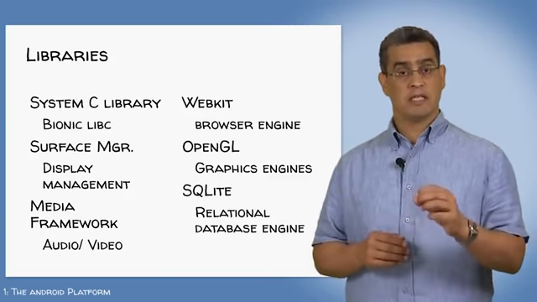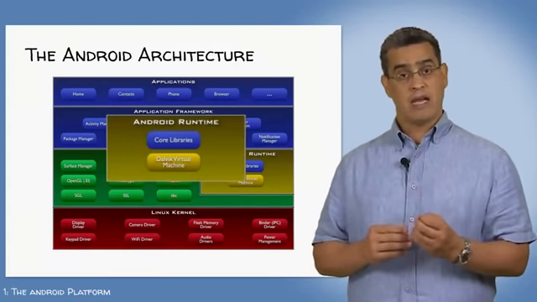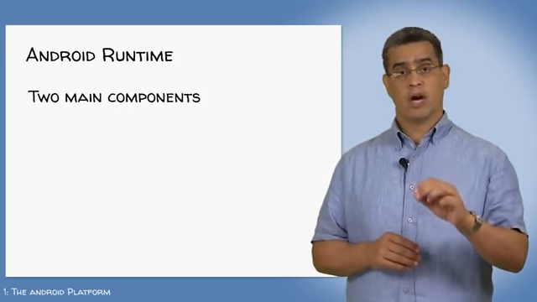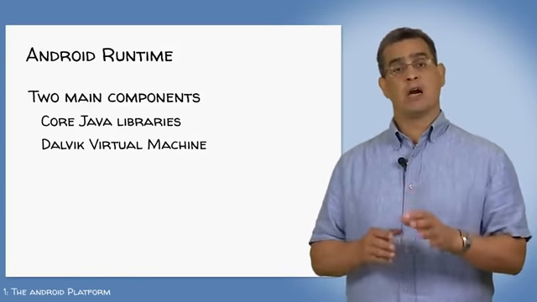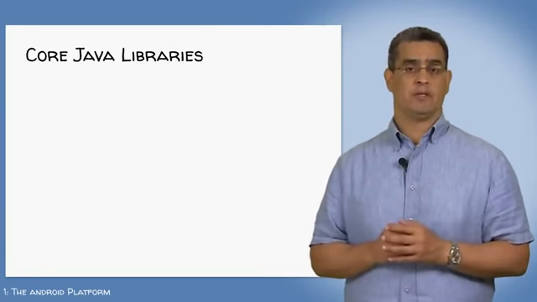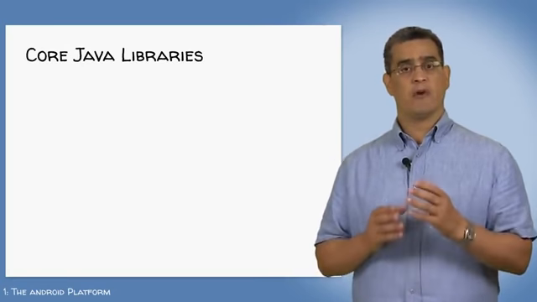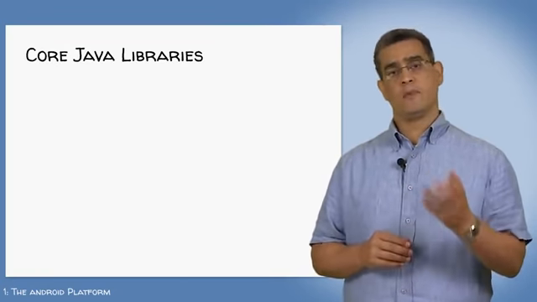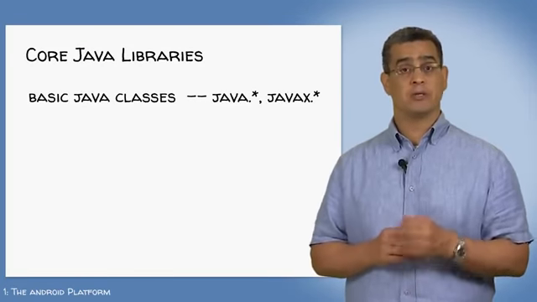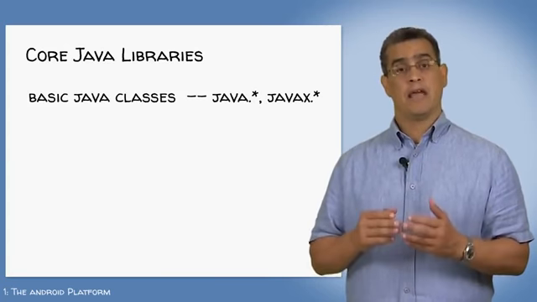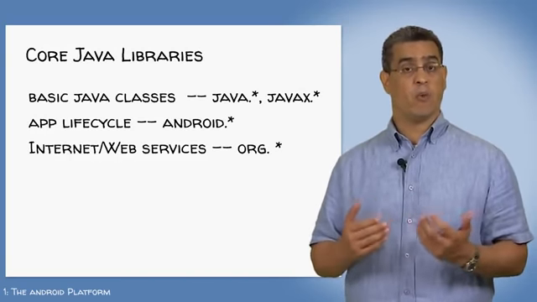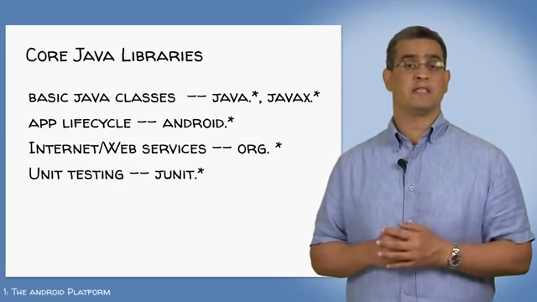In addition to the system libraries, this layer also includes the Android runtime, which supports writing and running Android applications. And there are two components in the Android runtime that we'll talk about today: the core Java libraries and the Dalvik virtual machine. Let's talk about each of those one at a time. Now first, Android applications are typically written in the Java programming language. And to make it easier to write applications, Android provides a number of reusable Java building blocks. For instance, the Java and JavaX, or Java extensions, packages include basic software for things like common data structures, concurrency mechanisms, and file I/O. The Android packages have software that's specific to the lifecycle of mobile applications. The org packages support various internet or web operations, and the JUnit packages support the unit testing of applications.